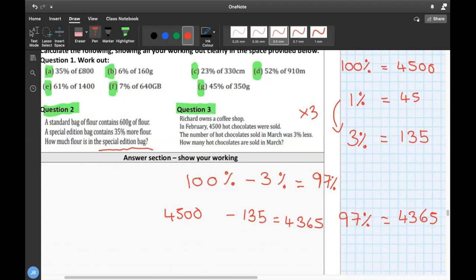How many hot chocolates are sold in March? They've asked you about hot chocolates specifically, so you just put the number 4,365. That's how many hot chocolates were sold in March.